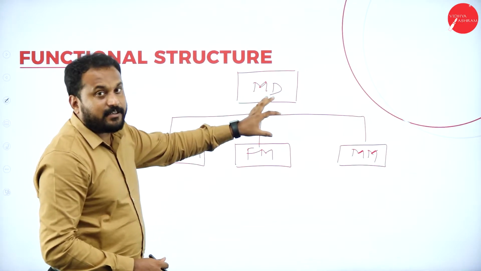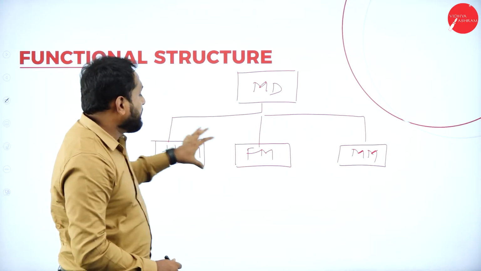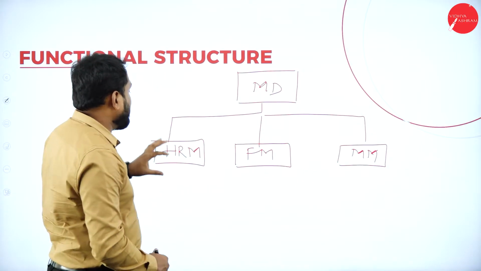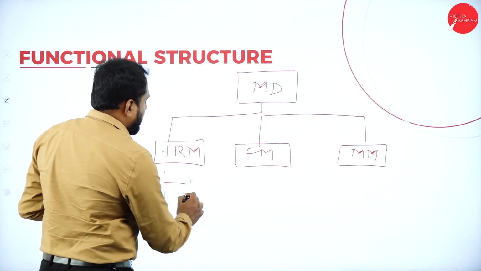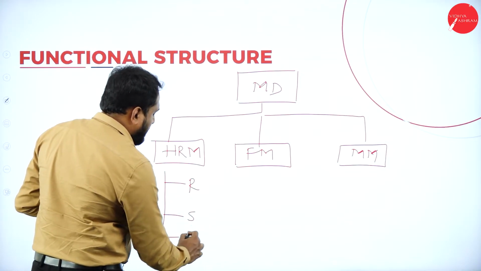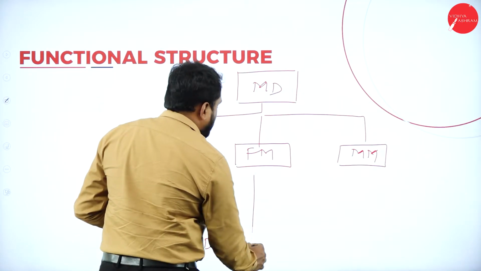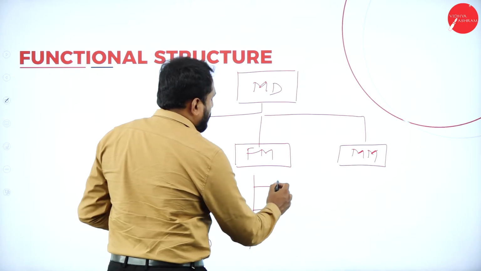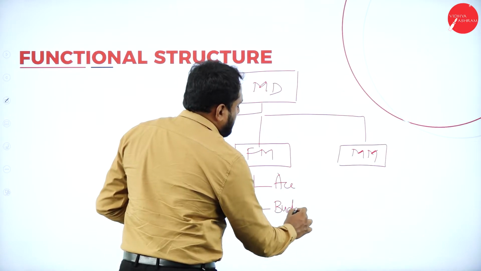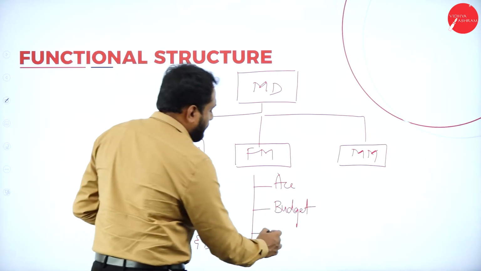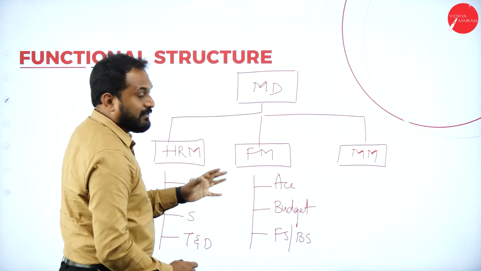Now the managing director cannot see each and everything. So what did he do? He has divided it into three departments. Say for example HRM. Now what is the function of HRM? The function of HRM is, say, recruitment, then selection, training and development. This is what the functional structure is. Next, here we have FM. Now FM is all about what? Accounting. Then you have budgeting, and then we'll go with financial statements and balance sheet. So this is what the FM people do.